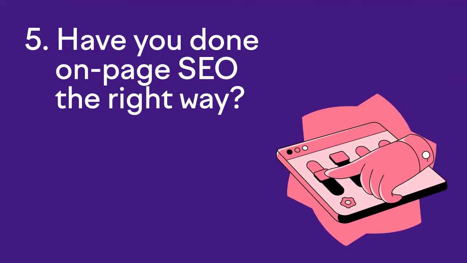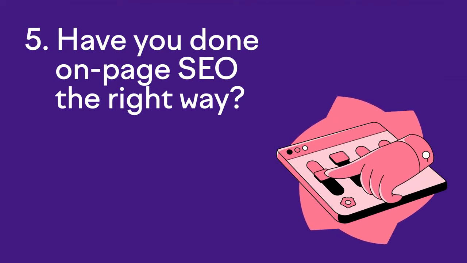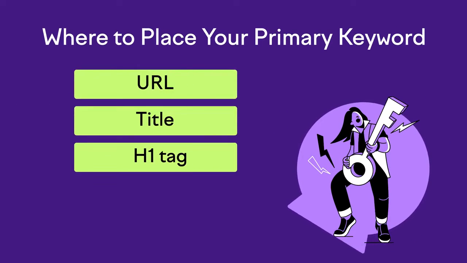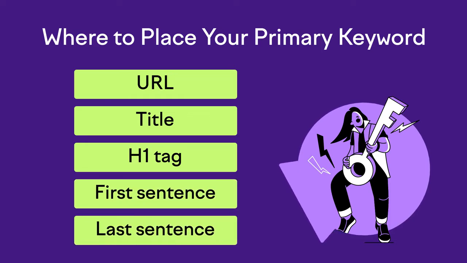The 5th SEO opportunity for your SEO strategy is, have you done on-page SEO the right way? Now, at the most basic level, your primary keyword should be in your URL, title, H1 tag, first sentence, and last sentence. But to take things up another notch, I recommend using Semrush's on-page SEO checker.